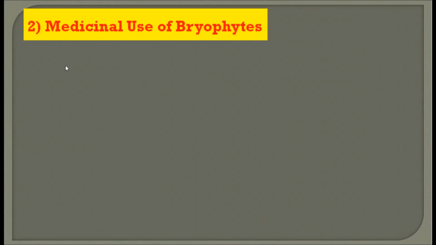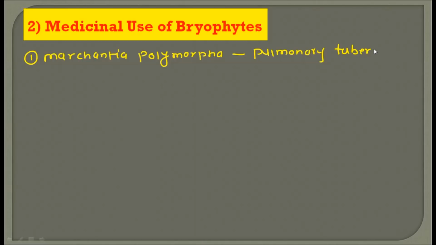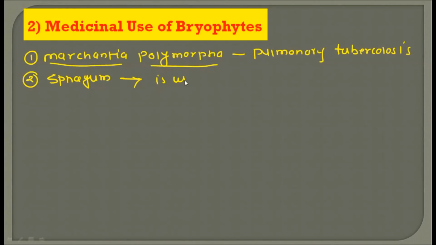All right. So the second economic importance of the bryophyte is their medicinal use. The bryophyte called Marchantia polymorpha is useful in pulmonary tuberculosis. So the bryophyte, that is Marchantia polymorpha, is useful in the disease called pulmonary tuberculosis. All right. The second bryophyte we have here is sphagnum. We have seen about this sphagnum in the peat. All right. This sphagnum moss is used to cure problems relating to the eyes.